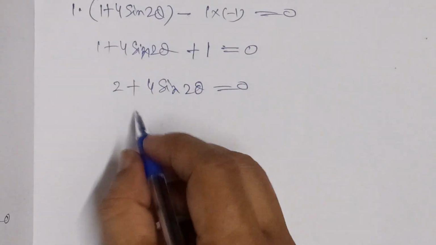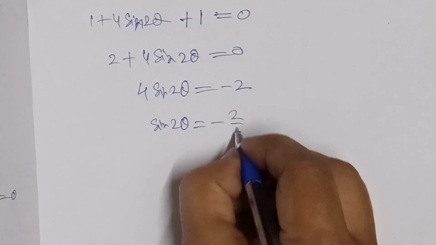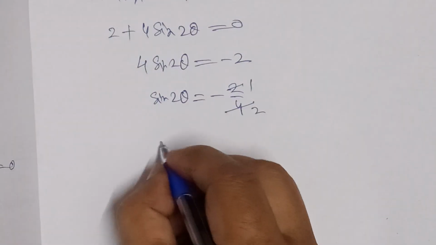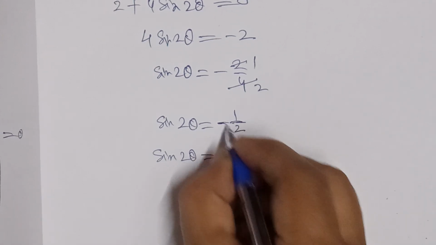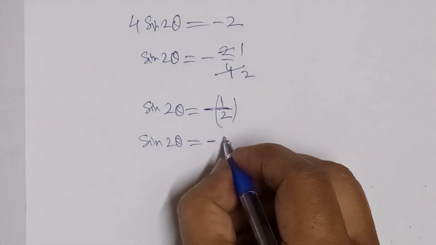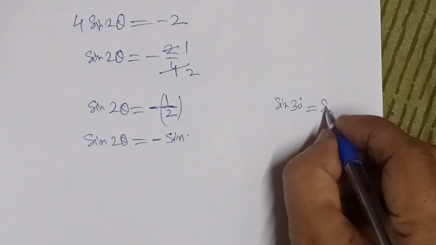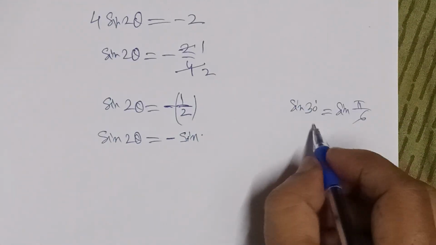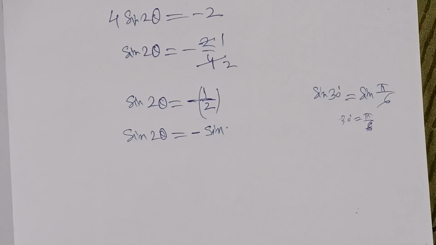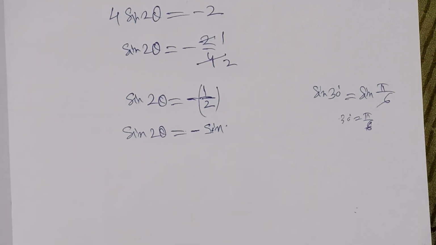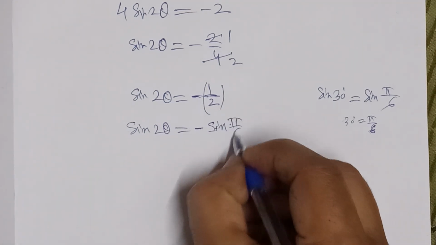On transposing 2 to the right hand side, we get 4 sine 2 theta equal to minus 2. Sine 2 theta is equal to minus 2 by 4, and on dividing by 2 we get 1 by 2, so sine 2 theta is equal to minus 1 by 2. We know that for 1 by 2, leaving minus 1 aside, the value in terms of sine is sine 30 degree, or you can write it in radians as pi by 6 radian. Because we have to find the value of theta between 0 and pi, I write the value of theta in terms of pi, so this value is pi by 6.